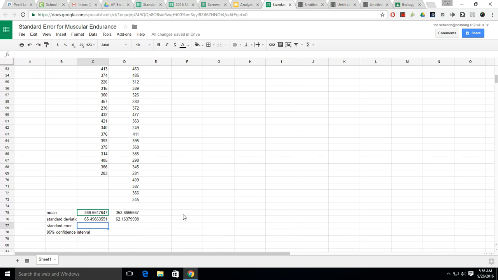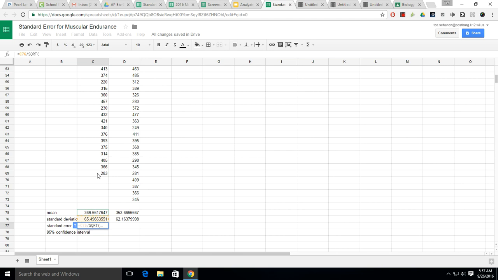Okay, so what that looks like here. Again, we are going to do a mathematical formula, so we put in the equal sign, which prompts Google Sheets to do the math for us. And again, it's the standard deviation, which is this, divided by the square root of the number of samples. So we take the standard deviation, put in the divided by sign, and then we do the square root function. That's this SQRT right here.